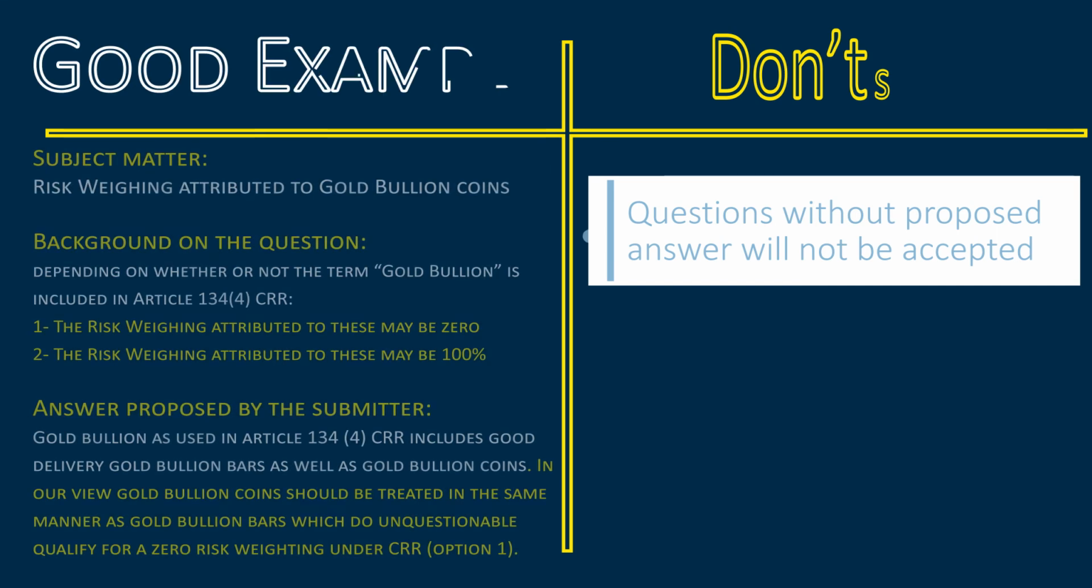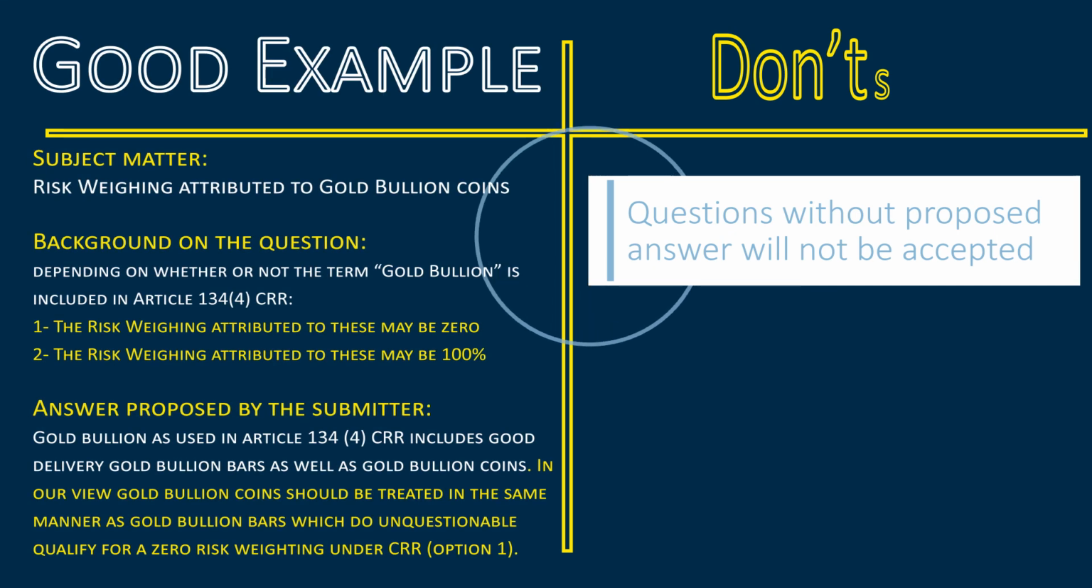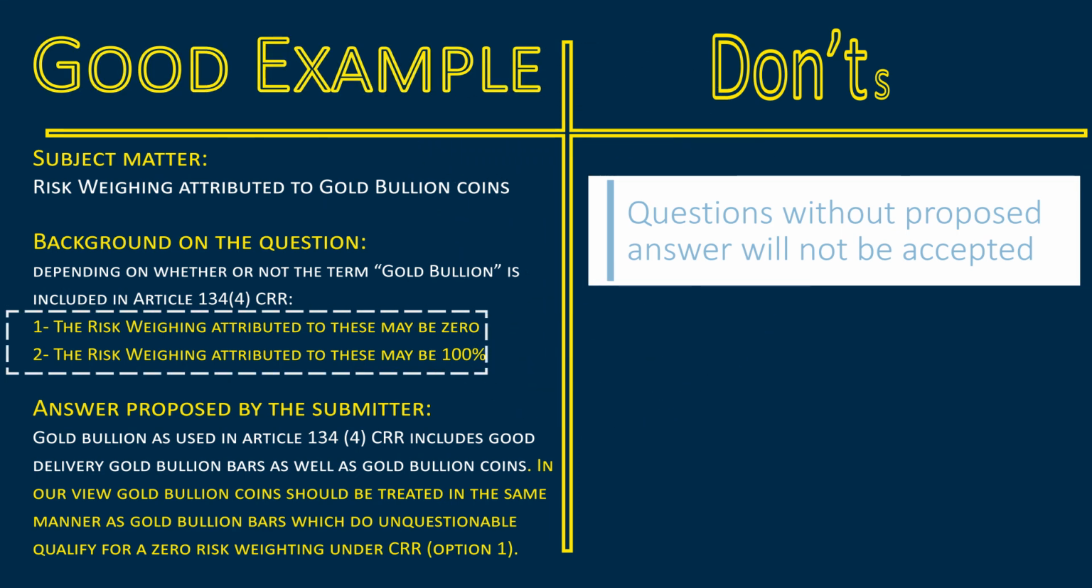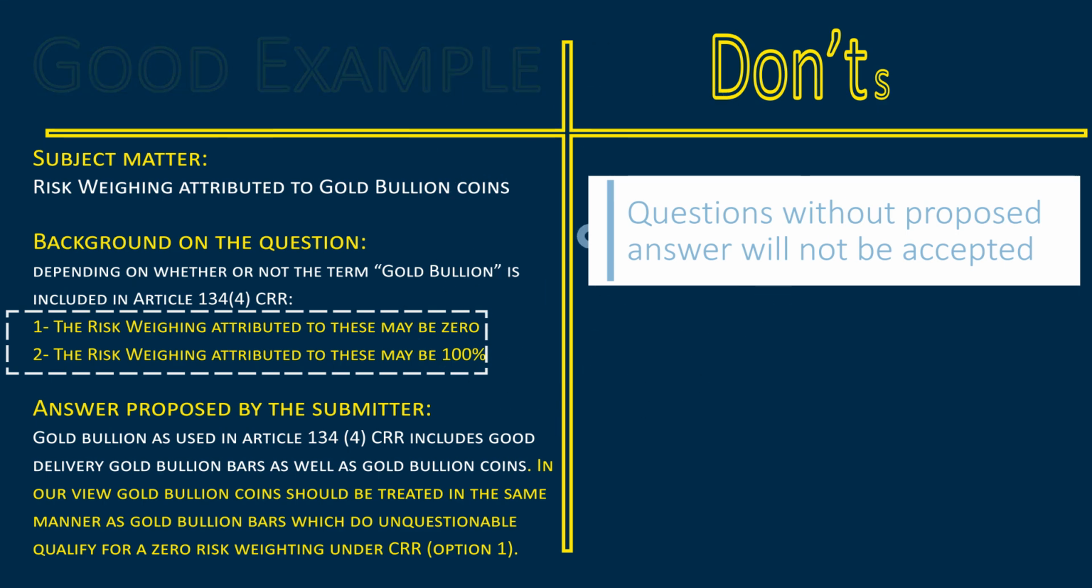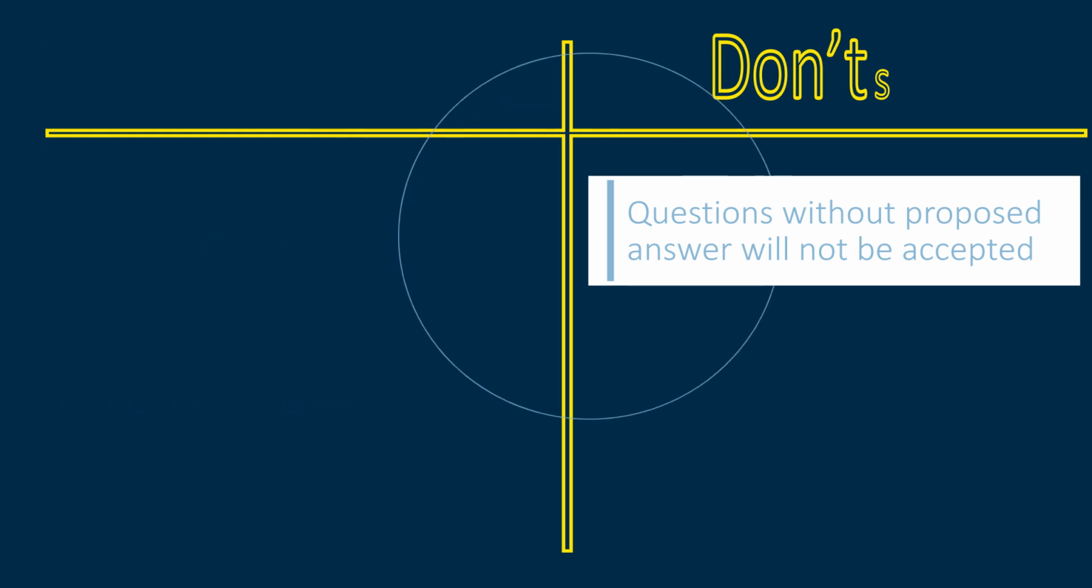If not sure, different solutions can be proposed, as long as they are justified and show the issue has been reflected on. In the example, 2 different risk weights are put forward depending on whether gold bullion coins are considered in Article 134 CRR or not. You should always make sure you explain why one or more proposed answers could be justified.